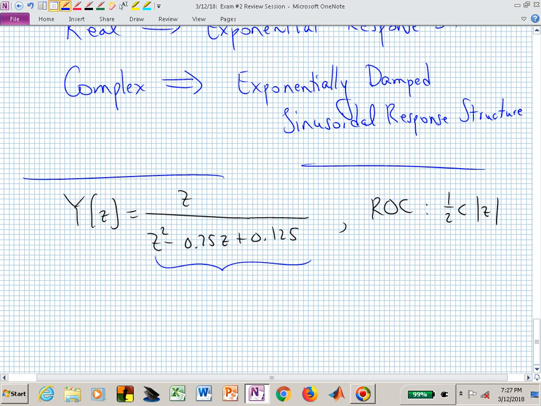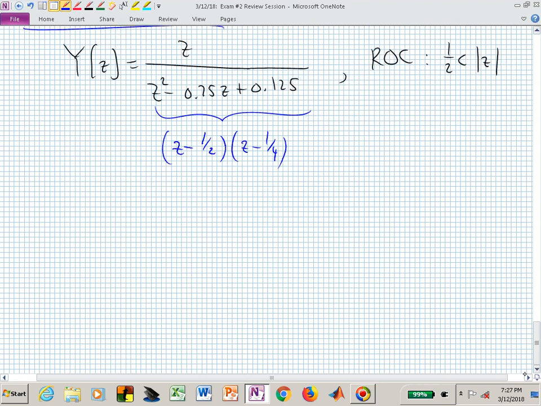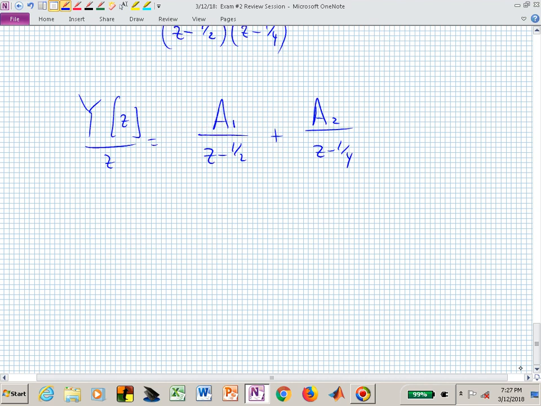So guess, you have 1/8 as your constant, and that's probably 1/4 times 1/2, and you have the sum of the two being 3/4. So 1/2 plus 1/4 is 3/4. This now factors into (z minus 1/2)(z minus 1/4). Or you now have Y of z over z is A1 over z minus 1/2 plus A2 over z minus 1/4.